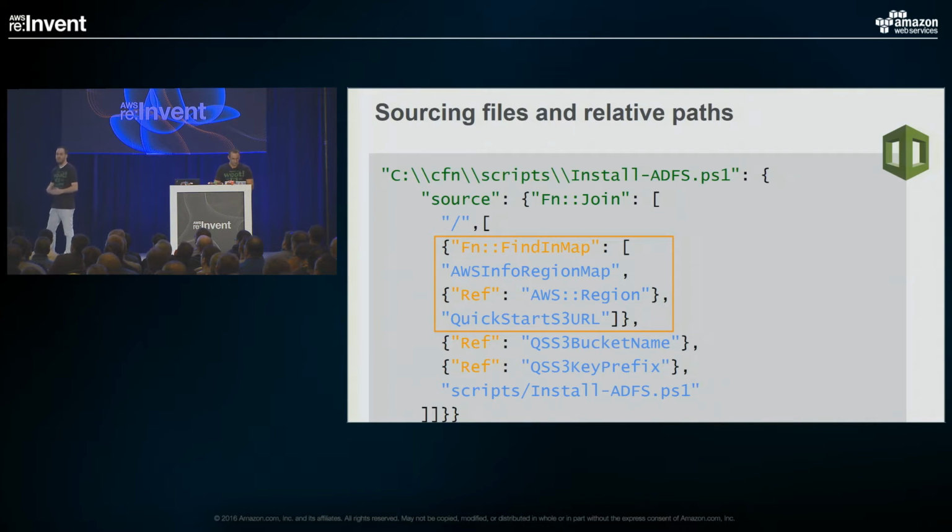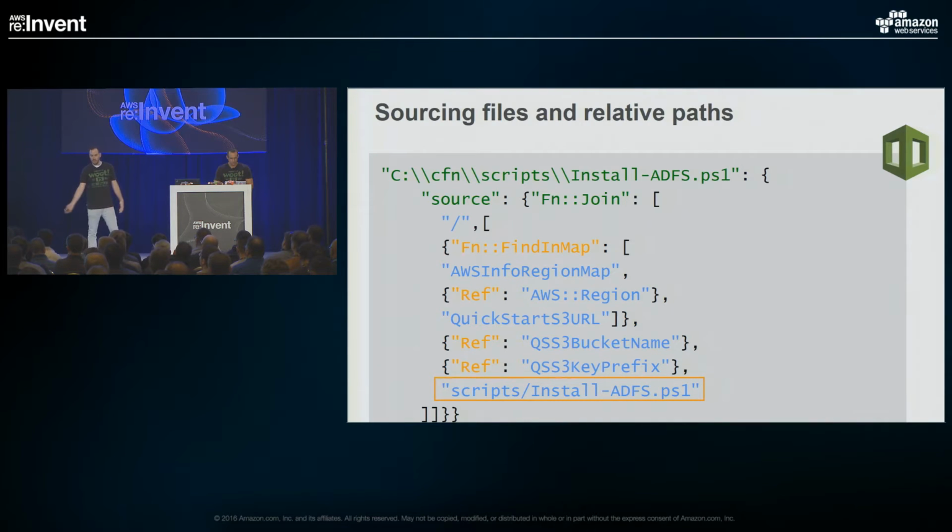We have a map where we have wherever the quick start S3 bucket is located. You find this at the top of the template itself. Then we have a parameter that we pass in as the bucket name where the quick start assets are located. Then we have a key prefix where we would store the different quick start assets for a particular quick start. And then we have a relative path of the actual asset that we want to pull in. So we're pulling this install ADFS PS1 script, and we're going to put it in the location that's at the top, which is in C:\cfn\scripts, install ADFS.